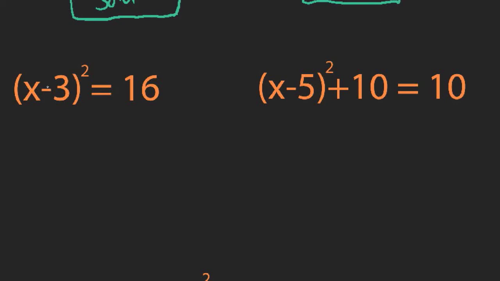Here's x minus 3 quantity squared. We still want to isolate the x, but now we have to take the square root first because it's everything in the parentheses that's getting squared. So now I have x minus 3 equals plus or minus 4. Now I'm going to add 3 to both sides.